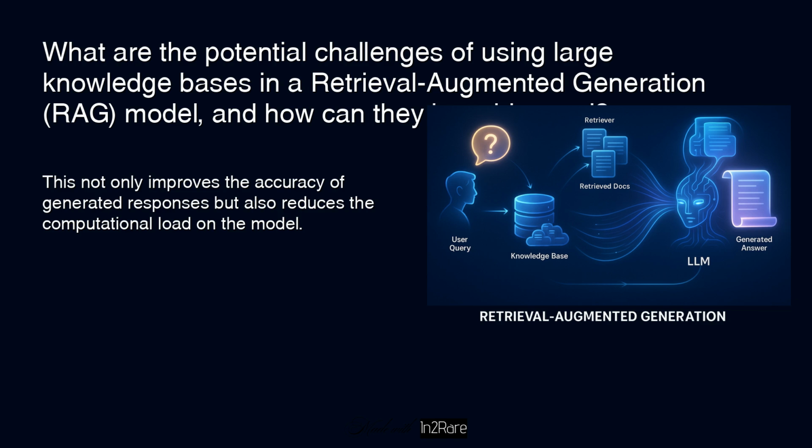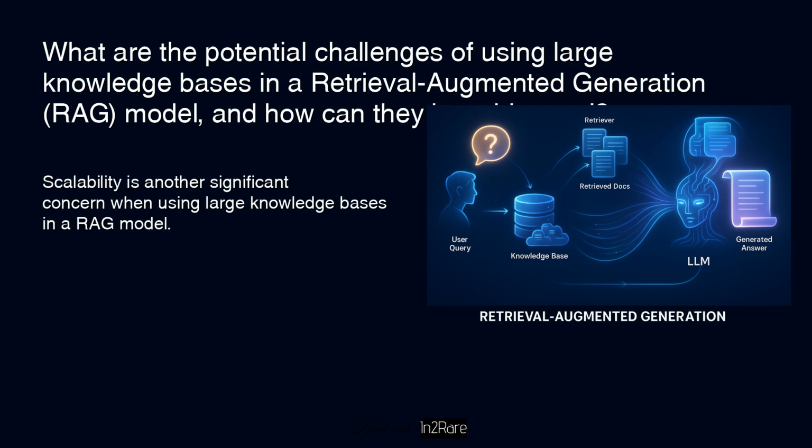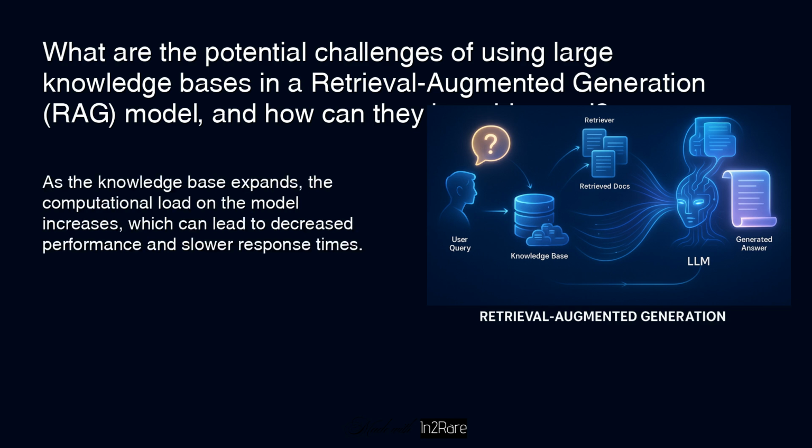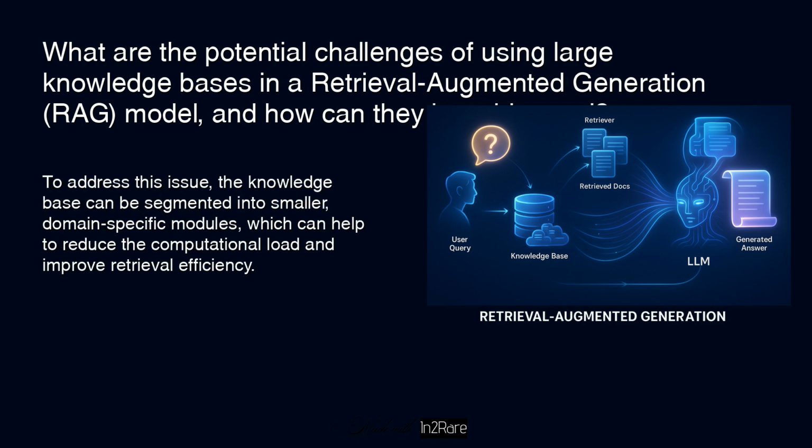Scalability is another significant concern when using large knowledge bases in a RAG model. As the knowledge base expands, the computational load on the model increases, which can lead to decreased performance and slower response times. To address this issue, the knowledge base can be segmented into smaller, domain-specific modules, which can help to reduce the computational load and improve retrieval efficiency.